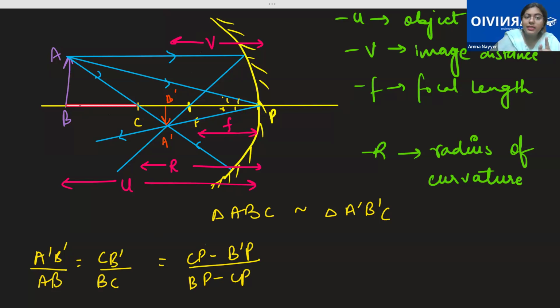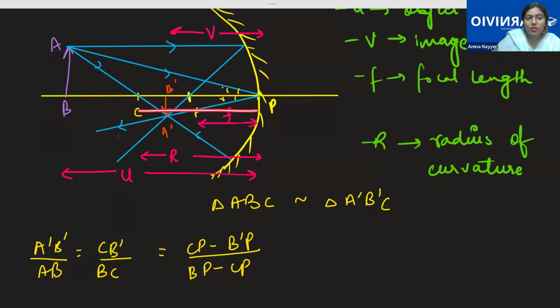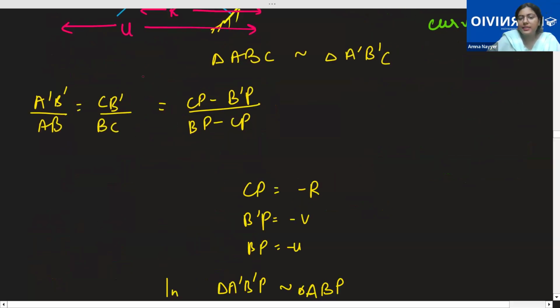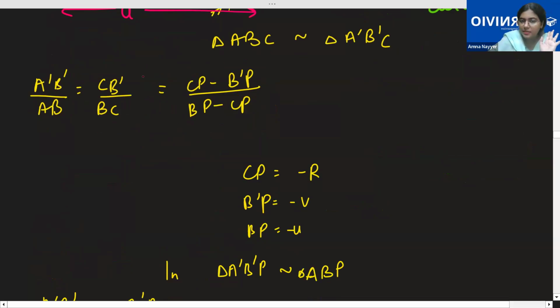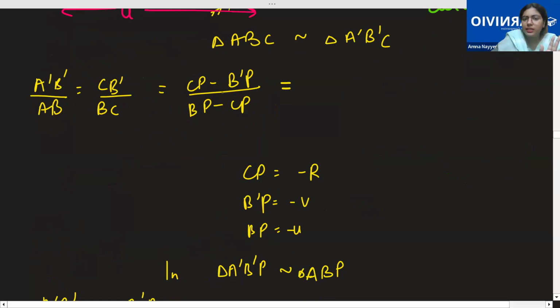Similarly, the other, this CB which is left, the CB also is nothing according to the figure. So what we can do, we write it in terms of the things that are again visible to us, like this we know is the object distance. This we know is the radius of curvature. So object distance, radius of curvature, if we subtract the leftover portion, we'll get BP minus CP. Now I can say CP is minus R, B dash P is minus V, BP is minus U. And now I can easily put up the values in here.